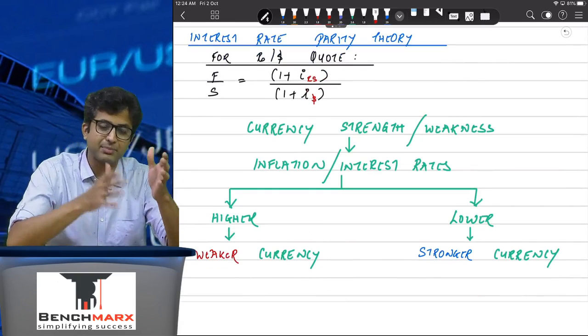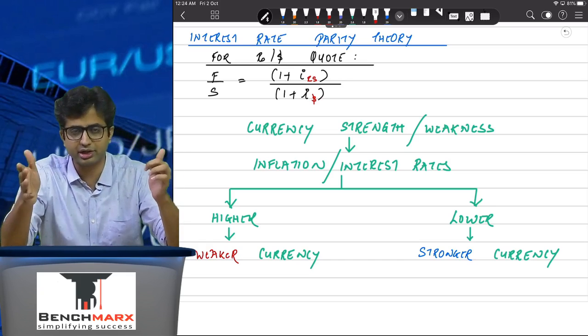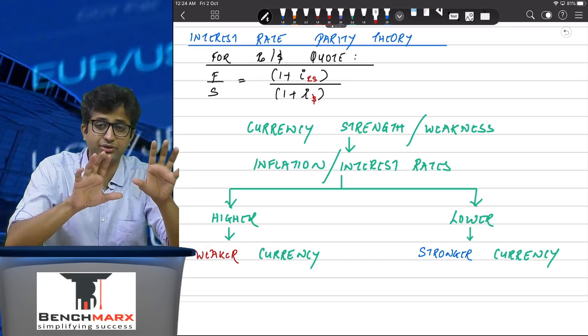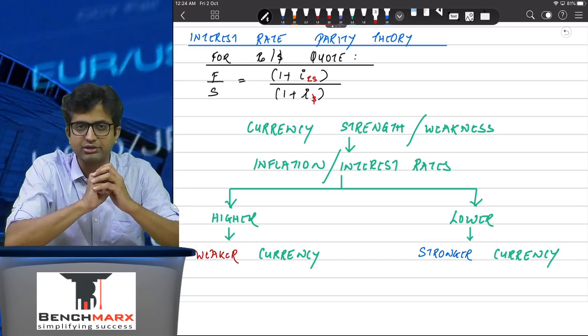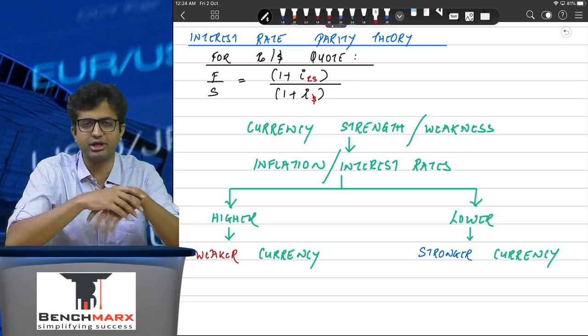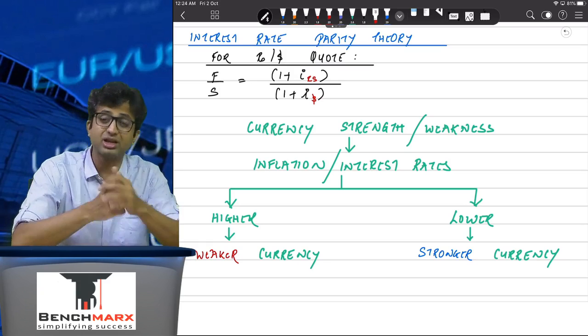So remember that depending on the inflation rate or interest rates, the countries which have a higher inflation rate or a higher interest rate by default will have a weaker currency. And the countries which have a lower inflation rate or a lower interest rate by default will have a stronger currency. You can apply that in the interest rate parity theory.